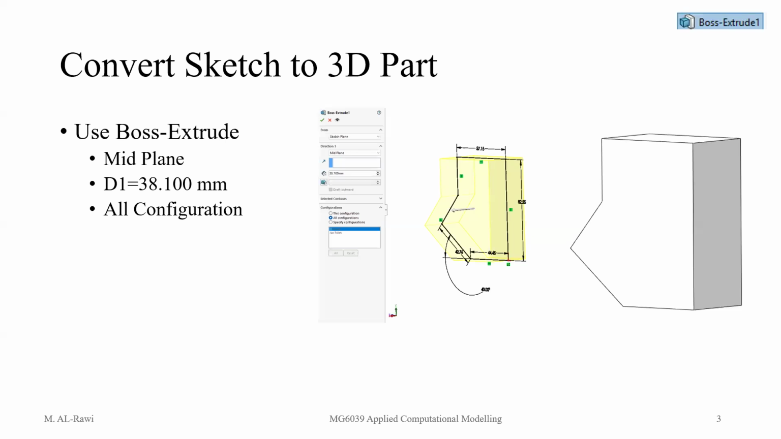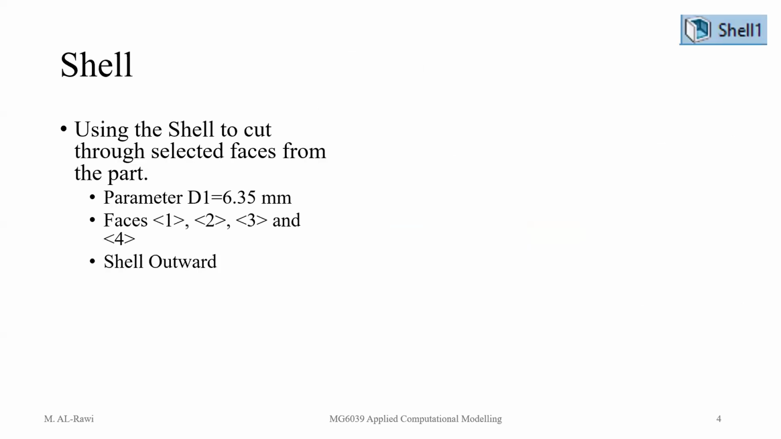We want to remove material, and that's where it gets interesting. We need to use shell. When you go to features, you will see a command called shell. Be familiar with it. Click on shell. The shell command cuts through selected faces from the part. So what we're trying to do is shell some of the faces and go through them.